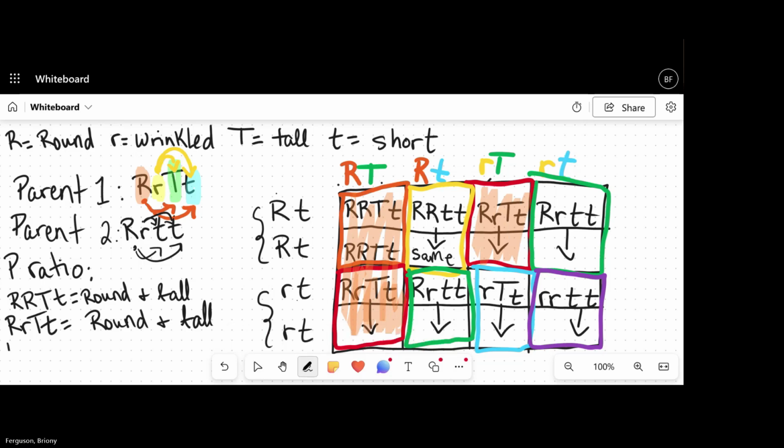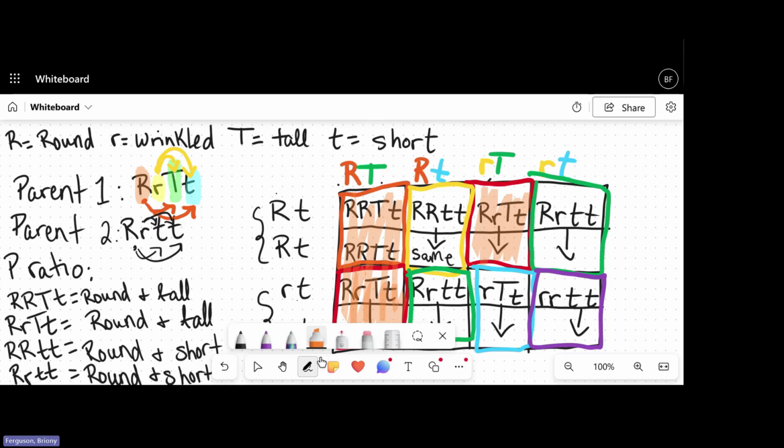If we move on, we've got this homozygous dominant with the homozygous recessive. So it's going to be round and short. But this other one that is heterozygous and then homozygous recessive is also going to be round and short. So we're going to lump them together.